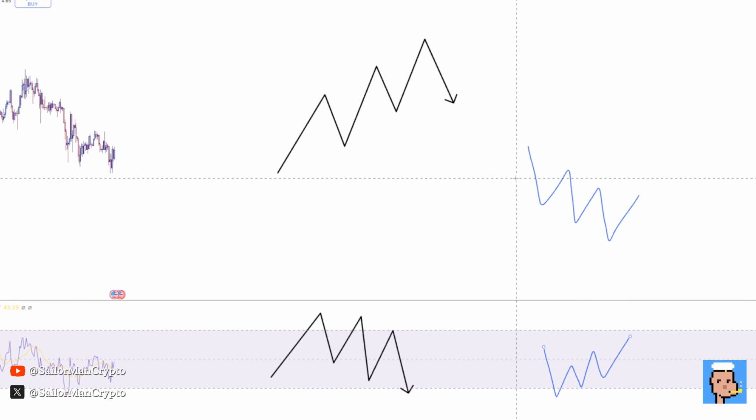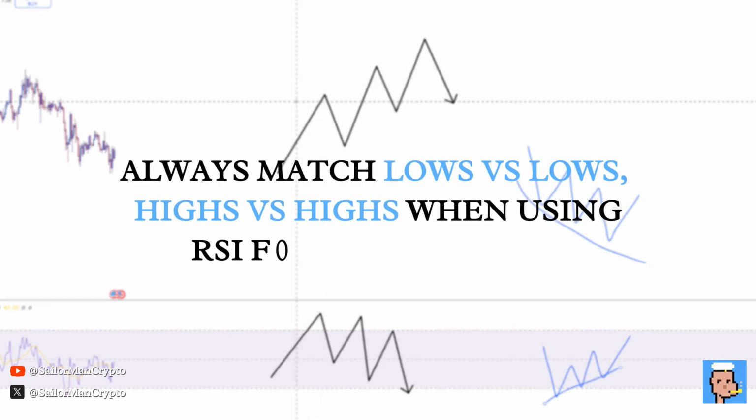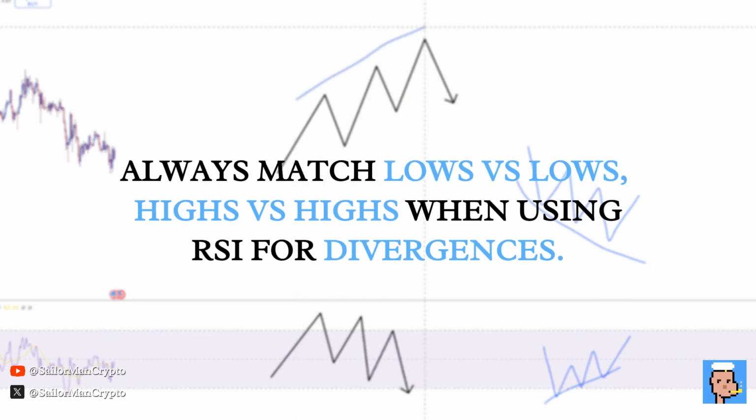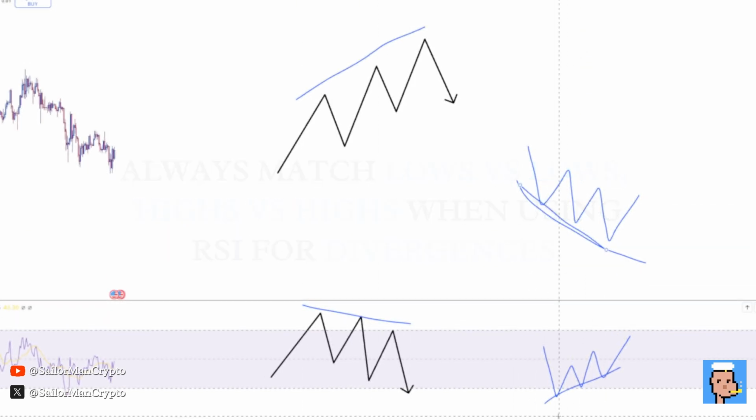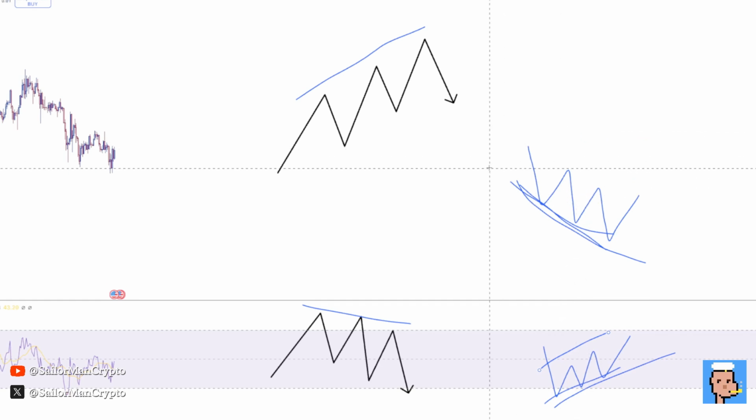In the bullish divergence you take the low on the price and the low on RSI. So simply put, whenever you are looking for the divergence, remember that you have to look at the same side. So highs versus highs, lows versus lows. Never do the opposite. If you took the lows here and the highs here, you're not really checking a divergence.